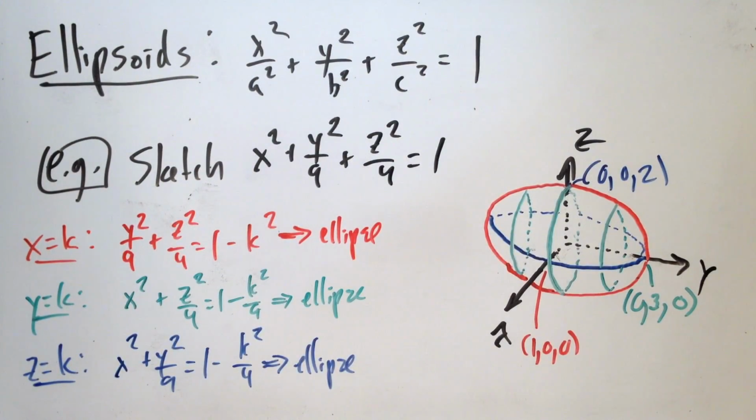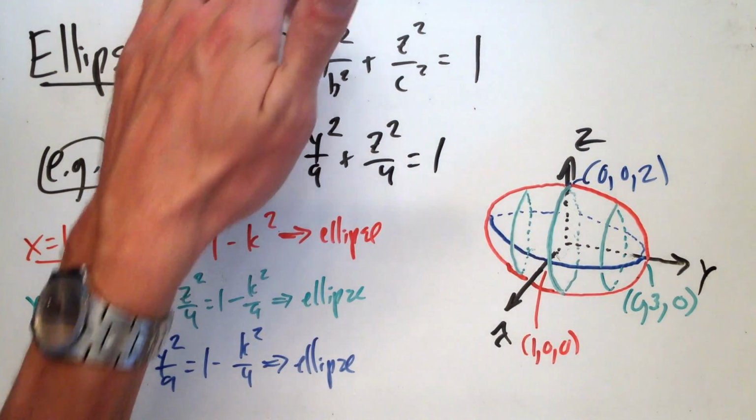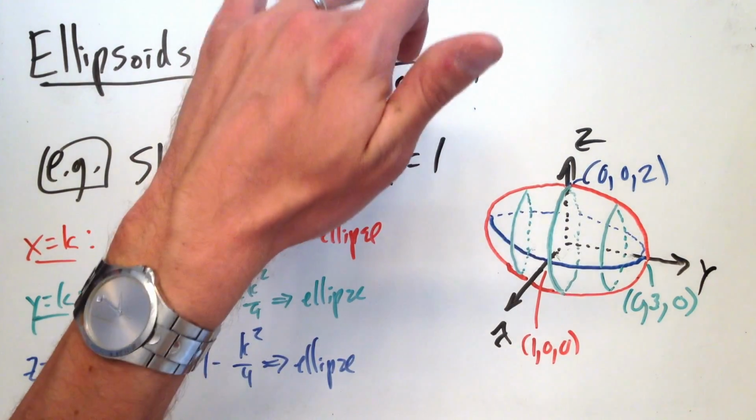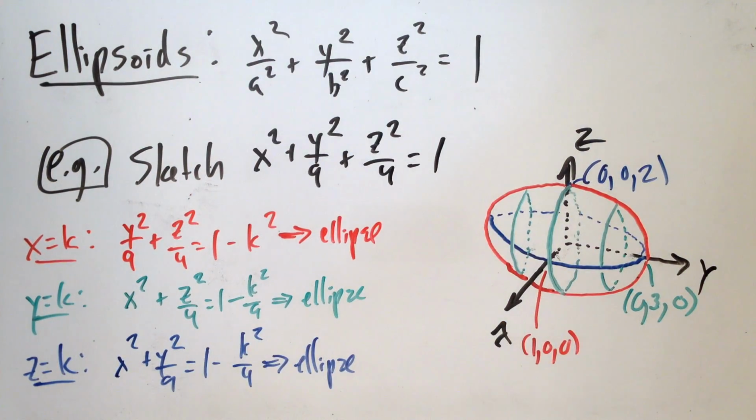All right, let's talk about this other class of quadric surfaces, where x, y, and z all appear to the second power. One possibility is we have something like this: x squared over a squared plus y squared over b squared plus z squared over c squared is equal to 1.